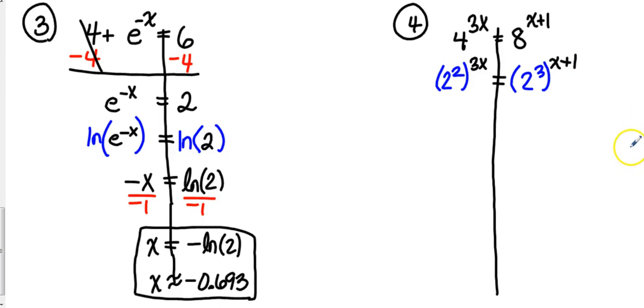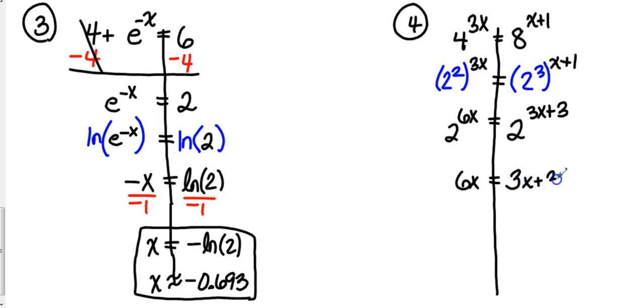Remembering our exponent properties from way back, power of a power we multiply. So this becomes 2 to the 6x. And on the right side we have 2 distributing 3. This becomes 2 to the 3x plus 3. If these bases are equal, that means that their exponents also have to be equal. So we get to say, well, the bases are equal, so I'm going to set the exponents equal. 6x equals 3x plus 3.